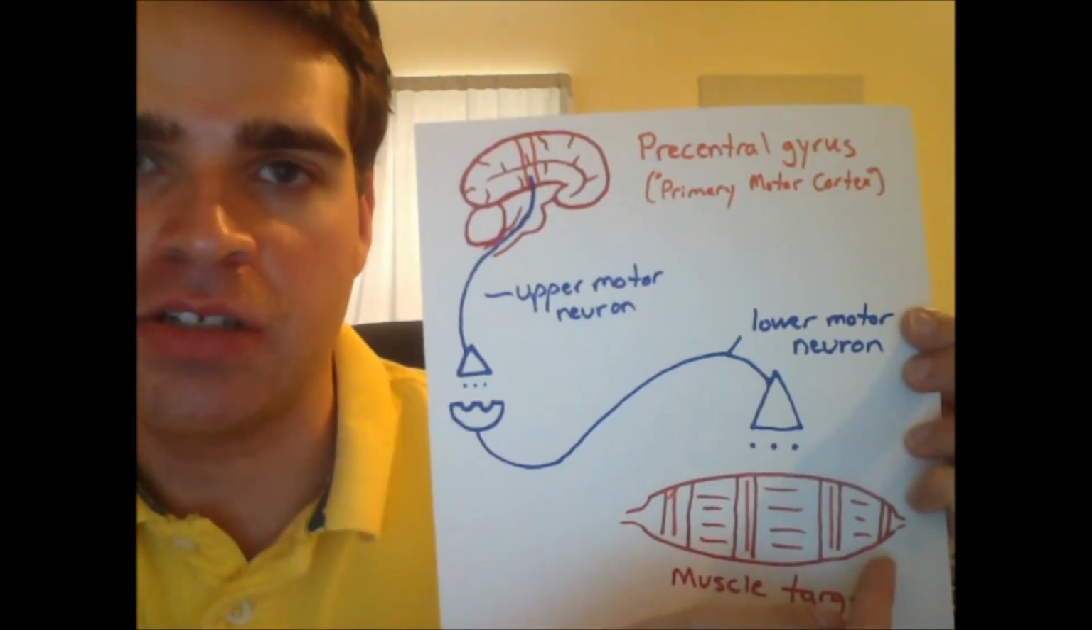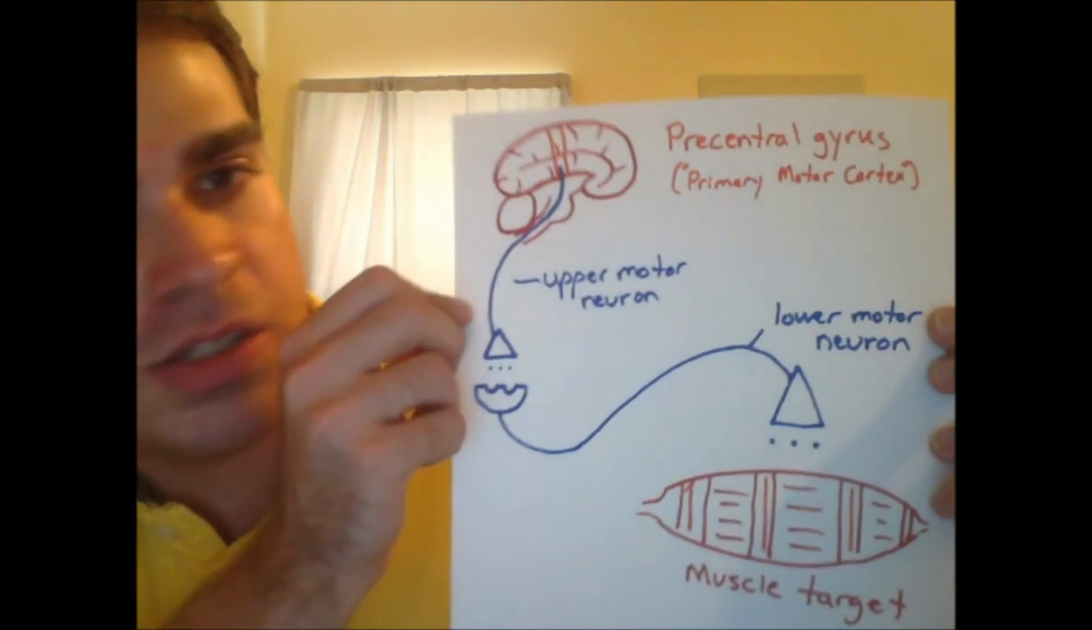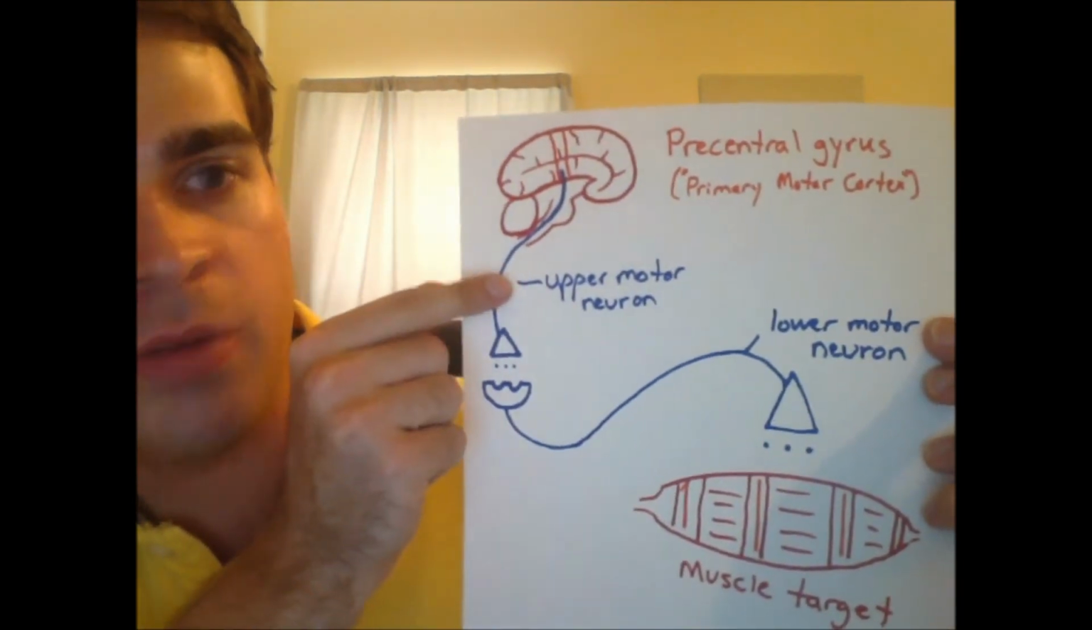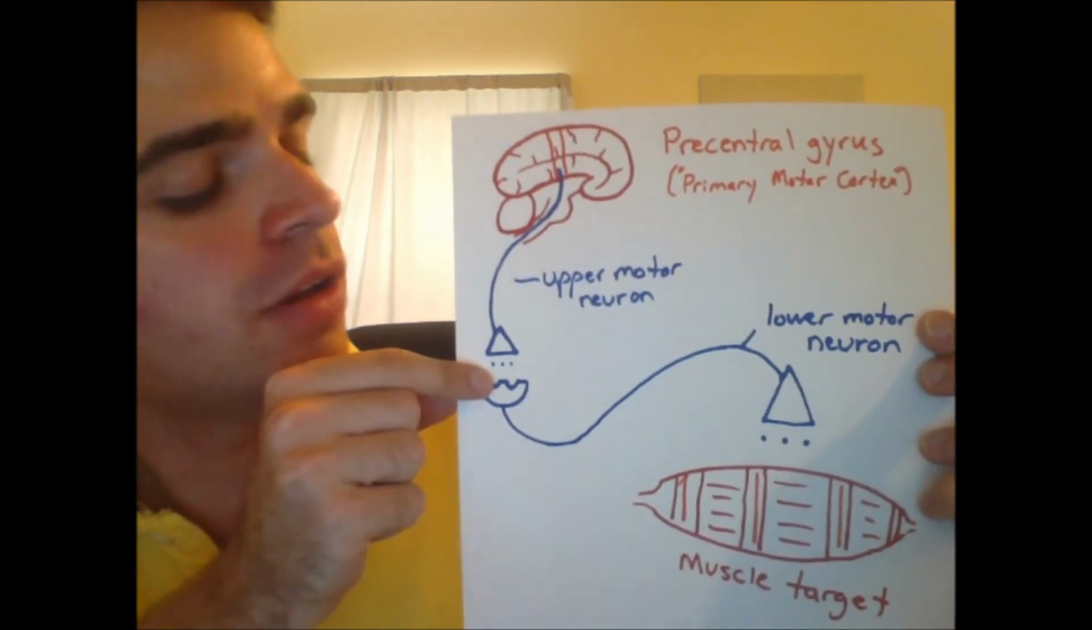Brain-to-muscle communication starts at the precentral gyrus of the brain, called the primary motor cortex. Now, the primary motor cortex is going to transmit information to muscle tissue through 2 neurons. First is called the upper motor neuron, which travels from the brain to the spinal cord, where it synapses with another motor neuron called the lower motor neuron.